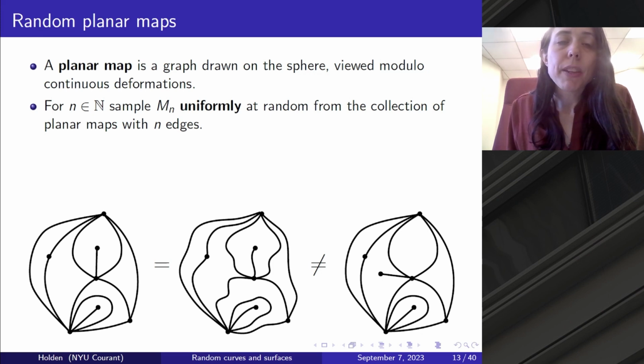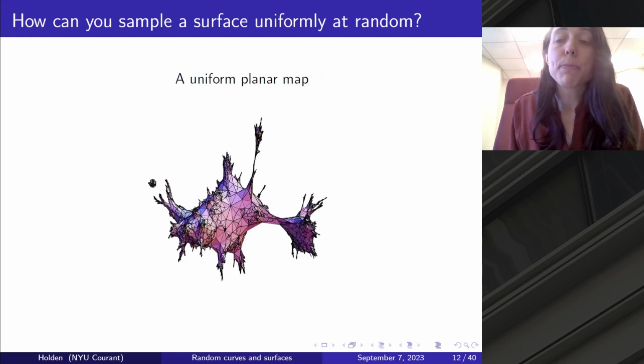So if we have some natural number n, then we can consider the collection of planar maps which have exactly n edges, and we can pick a planar map from this collection uniformly at random. If we do this, then you get approximately what you see here.